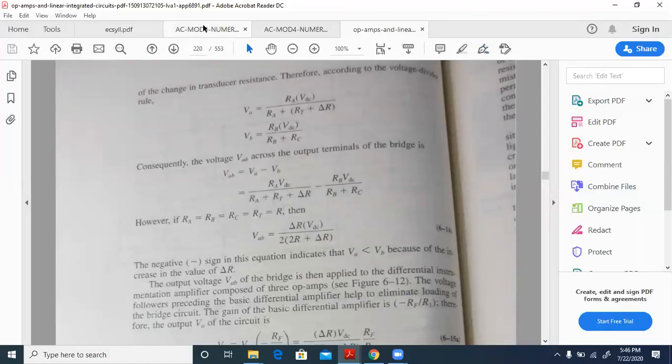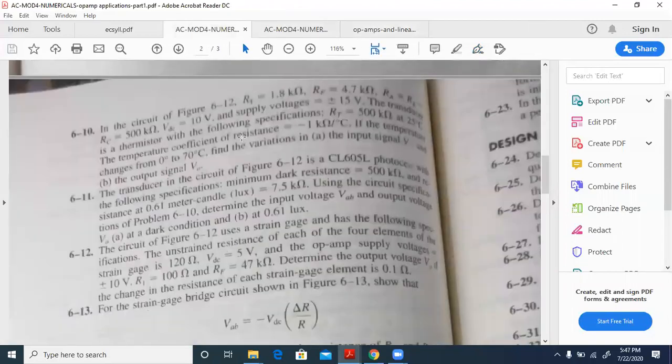Okay, let us try to solve the 6.10 over here. So in the circuit of figure 6.12, RT is equal to 1.8 kilo ohms, RF is equal to 4.7 kilo ohms, RA, RB, and RC equal to 500 kilo ohms. Right, this is R1, sorry. R1 is equal to 1.8, RF is equal to 4.7, RA, RB, RC is equal to 500 kilo ohms.